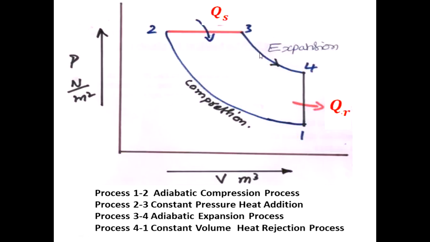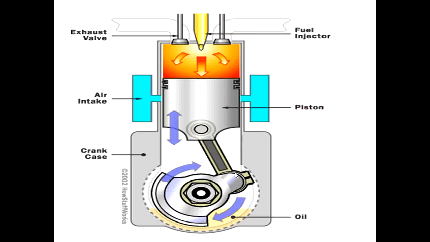And then 3 to 4 is the adiabatic expansion process. This is what we call the power stroke. And 4 to 1 is the constant volume heat rejection process.